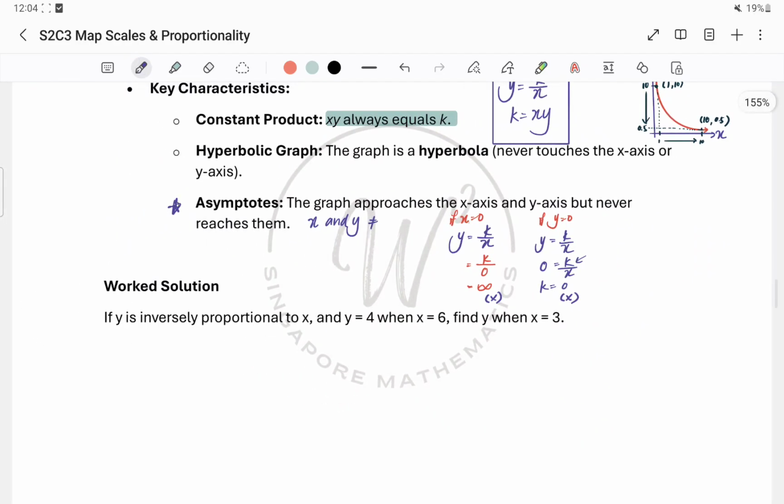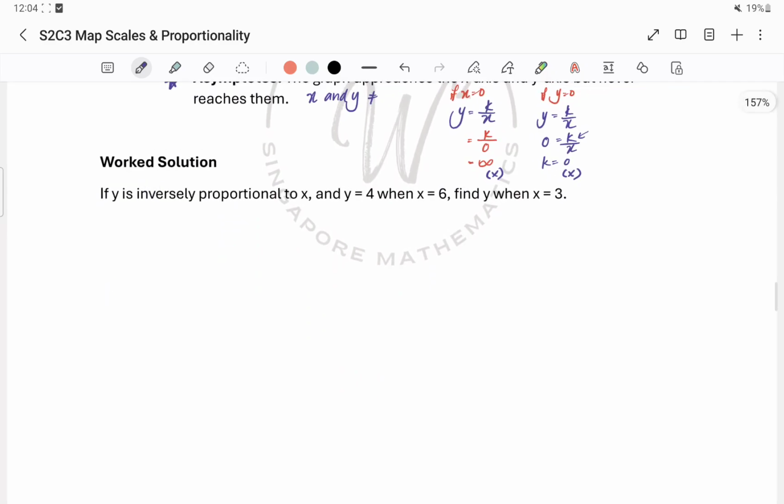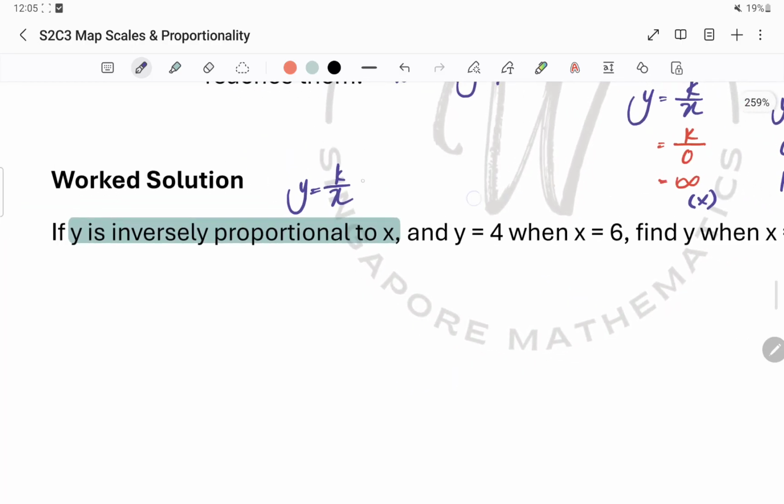Okay, so let's look at the question. We have the 4 steps. Remember, in your head, it's the same thing that we need to do. First thing is, you need to write out the equation. The question says, if y is inversely proportional to x, it means that y equals k over x. Right? k over x, or k times 1 over x.